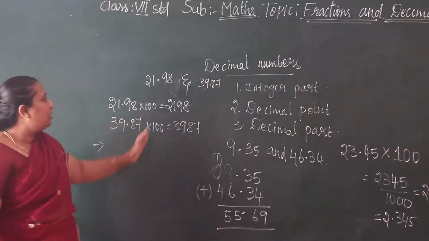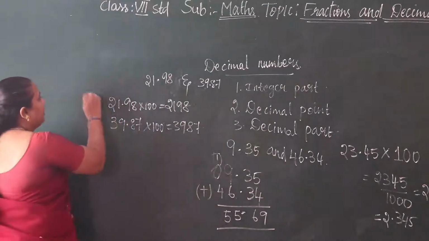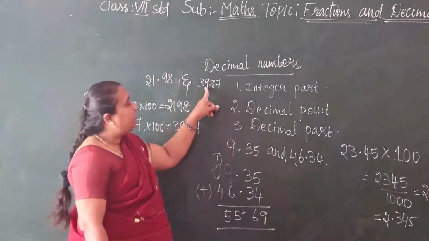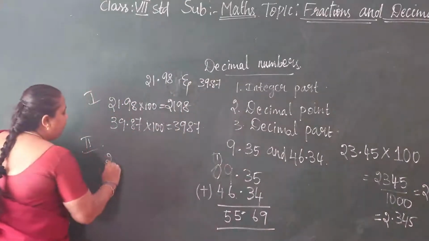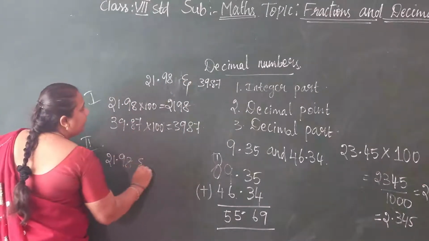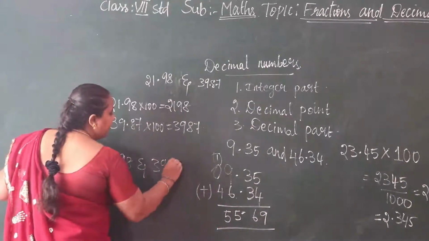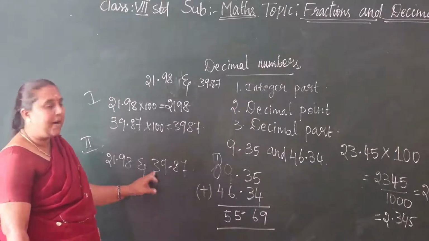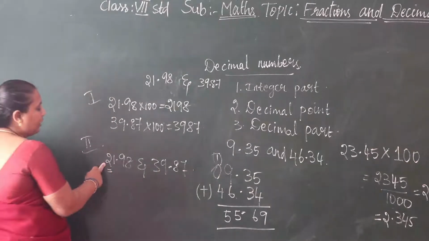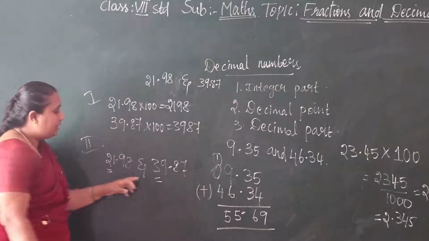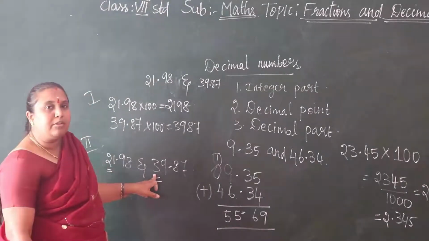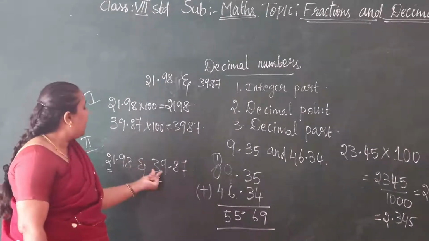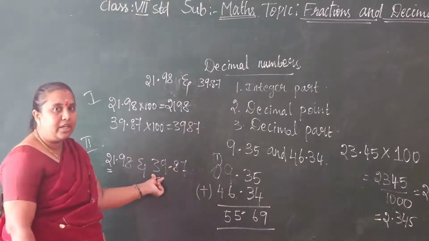We can do it by this method; this is one type of method. The other method is to compare the numbers in the integer part. So 21.98 and 39.87. In the integer part, the first digit of the first number is 2 and the first digit of the second number is 3. Now see, 2 is less than 3.